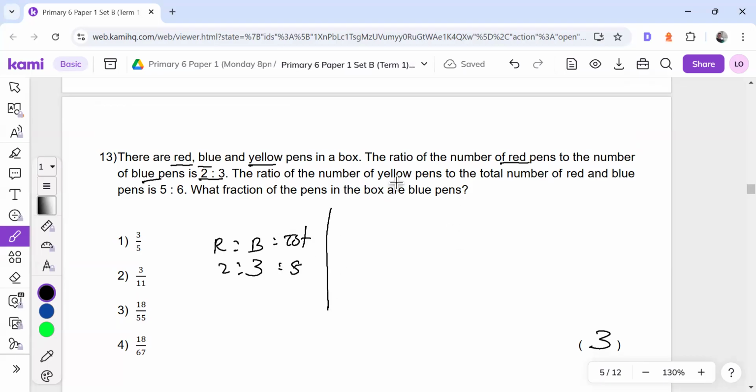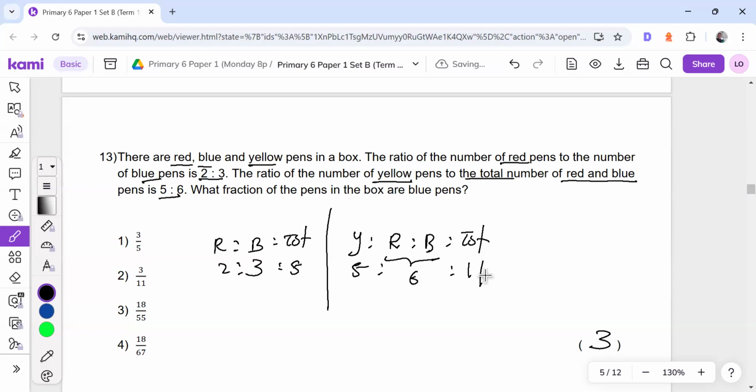Okay, continue. The ratio of the yellow to the total red and blue is 5:6. So yellow to the total of red and blue, and this ratio must have a total also. So your ratio is 5:6 and the total is 11. So when you write your ratio, you must have a total. After you have done that, you compare to see what is the same.